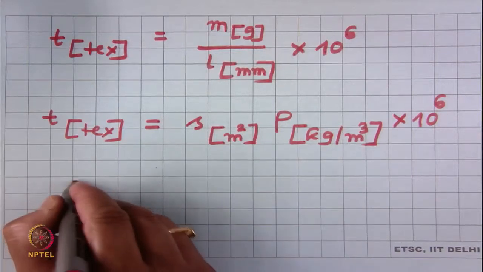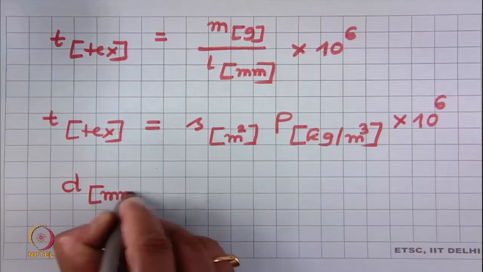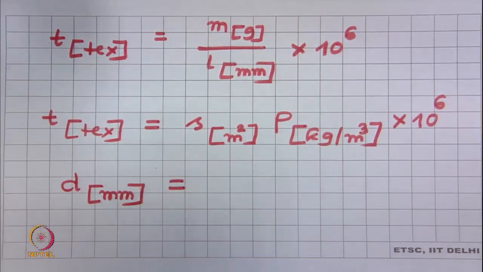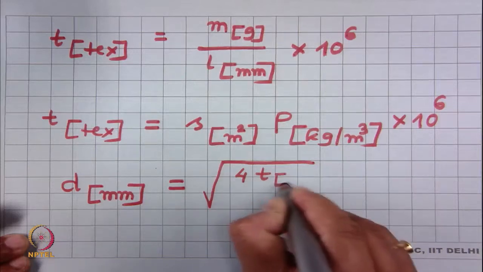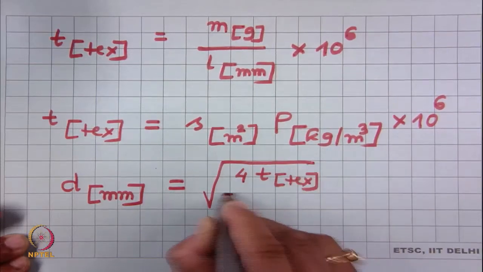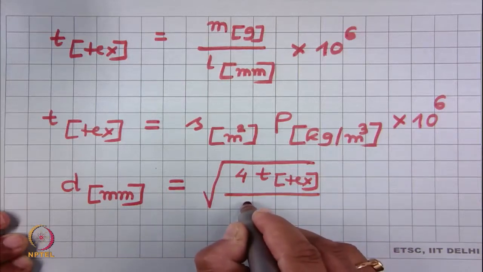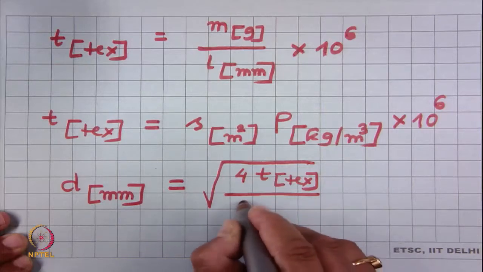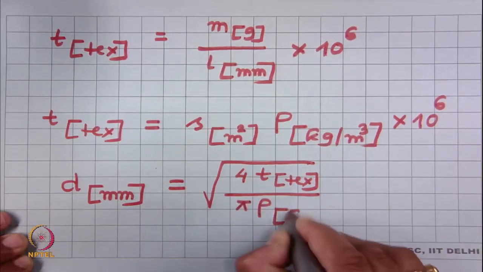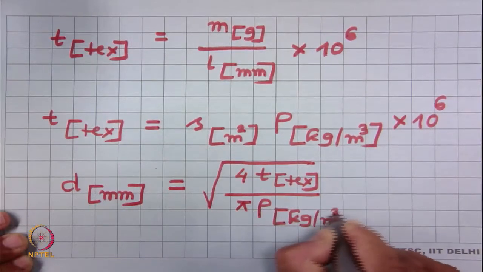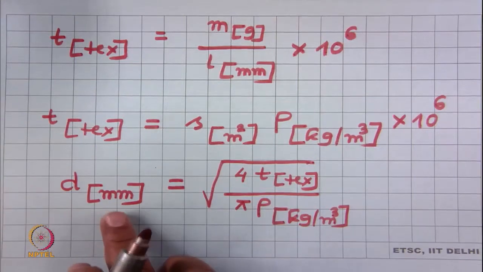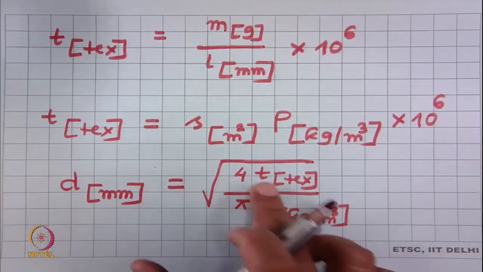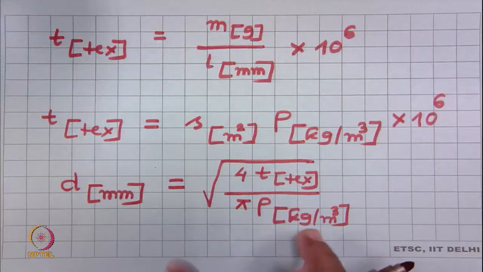So, what is diameter? Diameter is often expressed in millimeter, and we have just now learned 4 times t, t let us express in tex, divided by pi times rho, rho let us express in kg per meter cube. You need not multiply by any factor here. So, this is a balanced expression. Fiber diameter in millimeter is equal to root over 4 into t, t in tex divided by pi into rho, rho in kg per meter cube.